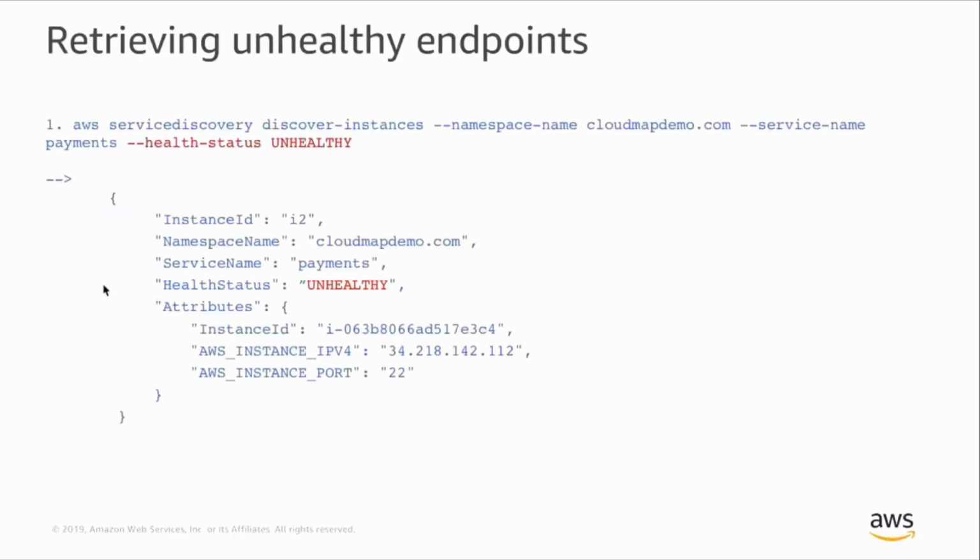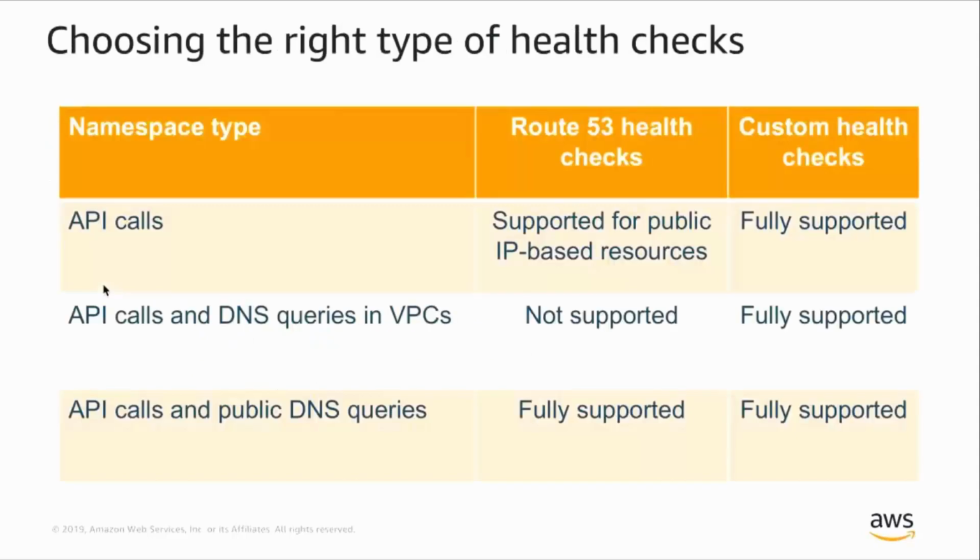A way to retrieve your unhealthy endpoints. It's the same Discover Instances API call. We provide the same namespace name, service name, and additional flag, health status unhealthy. In that case, you get back just the unhealthy instances. Let's take a look at different types of health checks.